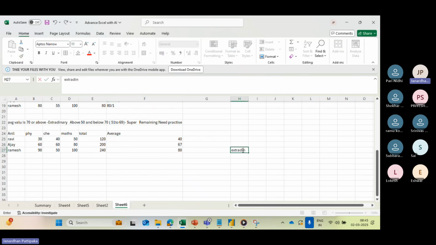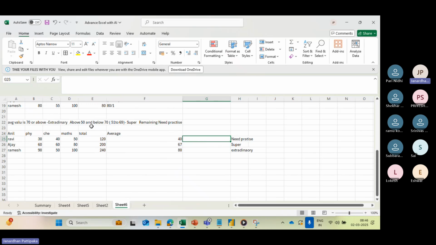So if I write the formula, if it is between 50 to 70, that means 59 to 69, here 67, right? Here I need to get super after writing the formula. 40 means it is not above 70 or not above 50, so here I need to get the result as need practice. So this is the output I need to get. Now let us write the formula and see whether we get that output.